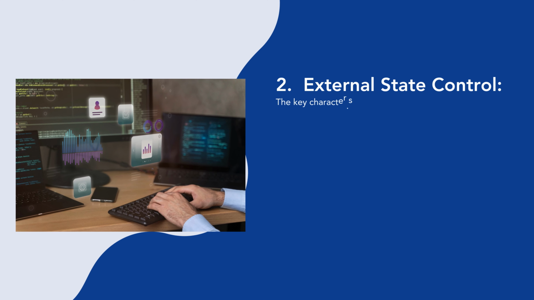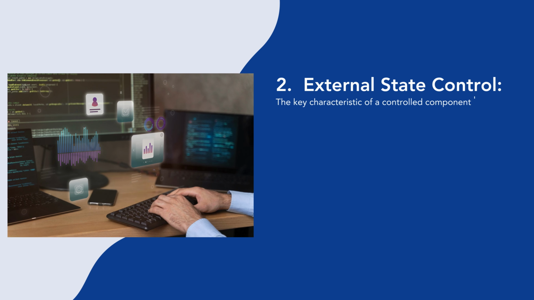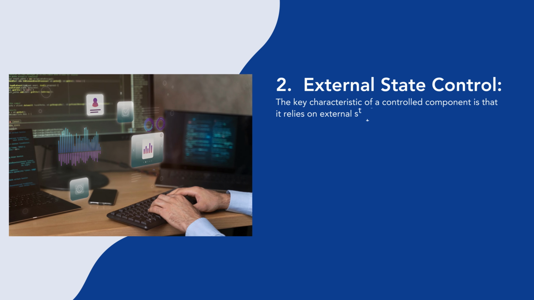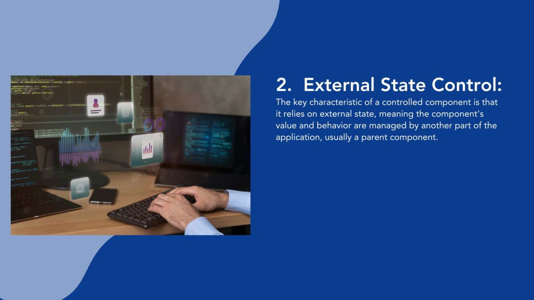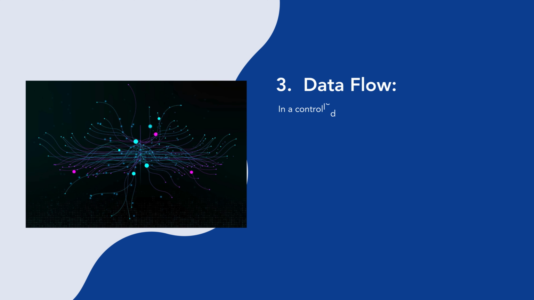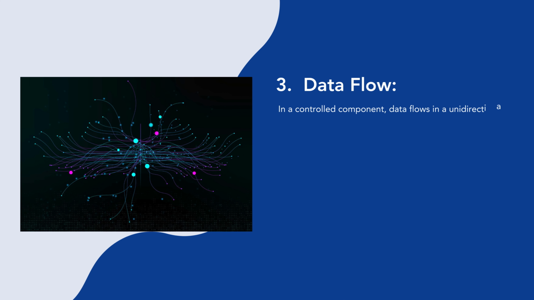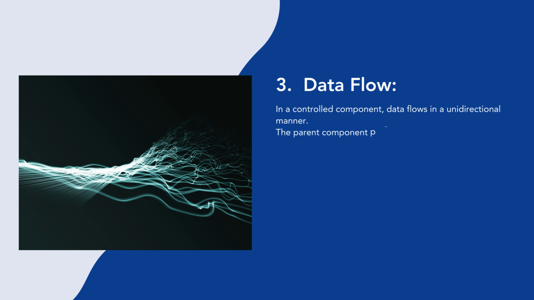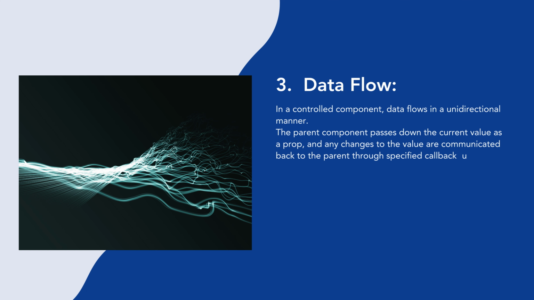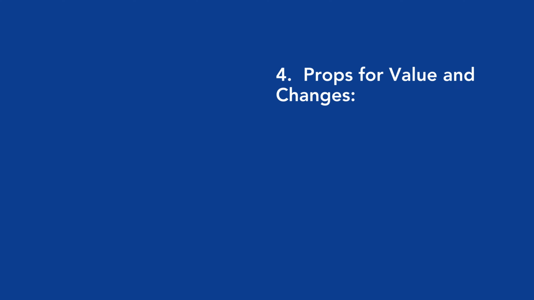External state control. The key characteristic of a controlled component is that it relies on external state, meaning the component's value and behavior are managed by another part of the application, usually a parent component. Data flow. In a controlled component, data flows in a unidirectional manner. The parent component passes down the current value as a prop, and any changes to the value are communicated back to the parent through specified callback functions.